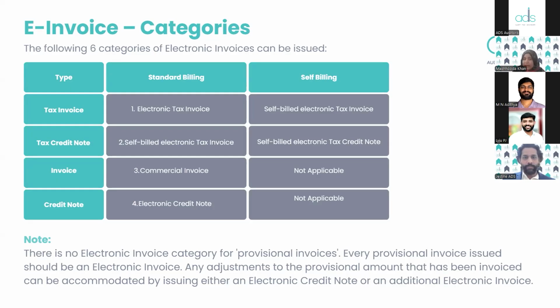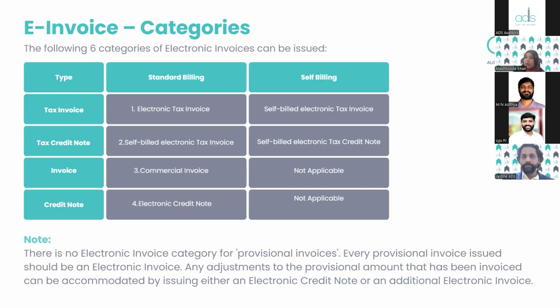There is no electronic invoice category for provisional invoices. So if there are any provisional invoices or estimates or proformas being given, there is no electronic category for such types of invoices. Every provisional invoice issued should be an electronic invoice. Any adjustment: if you're supposed to issue a provisional invoice and you're not sure of the actual price of the supply, any adjustment which is done, you can adjust into the provisional amount that has been invoiced.